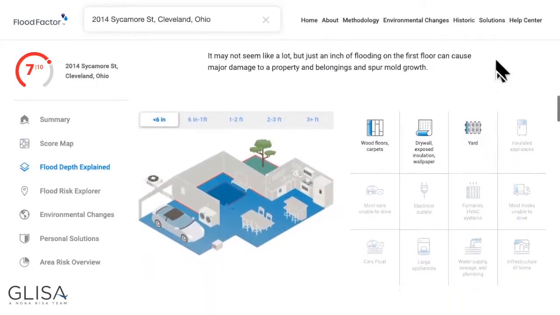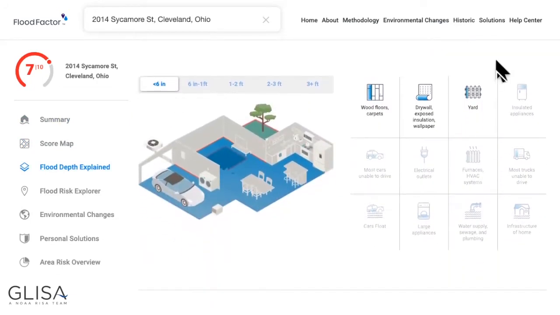To help understand the magnitude of different floods, the next section allows you to click through flooding amounts to see the possible impacts. For example, a flood of 6 inches to 1 foot can damage wood floors and carpet, drywall, yards, insulated appliances, and render most cars unable to drive. Understanding the impacts of different magnitudes of flooding is important for making decisions about how to protect your property.